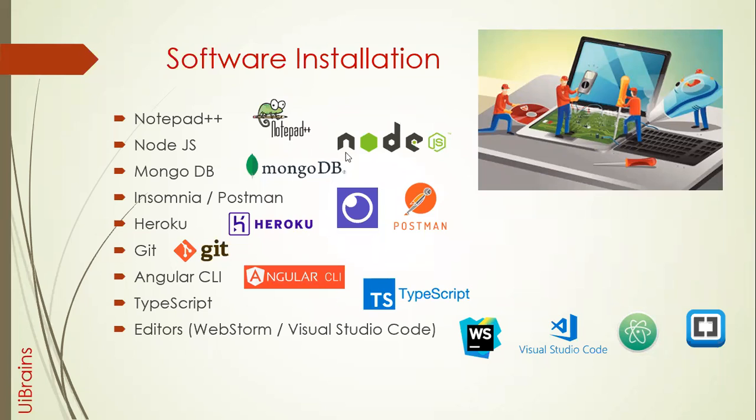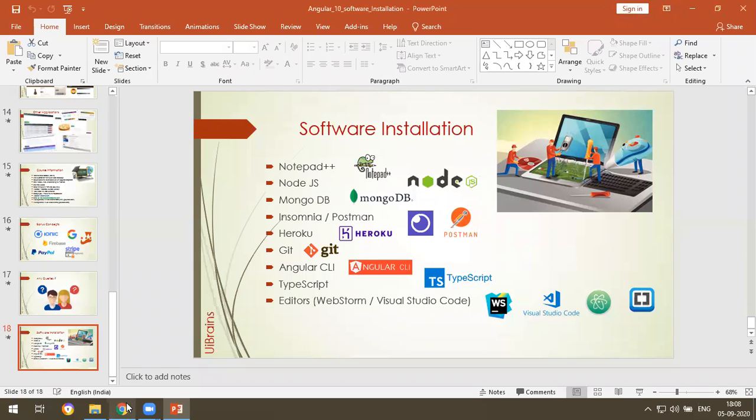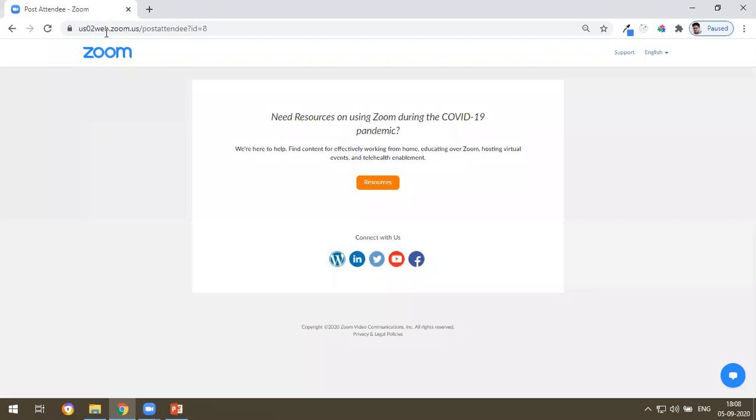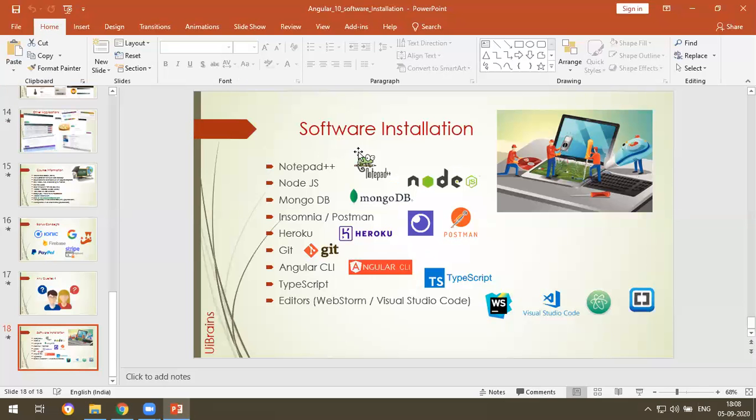Let's start with the software installation. First, Notepad++. It's very simple, like all software installation: just go to Google, download it, and double click, next, install. But some software requires checking the version and some environment variable setup, so we'll see those.